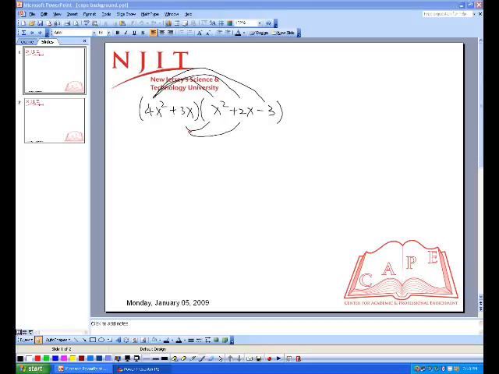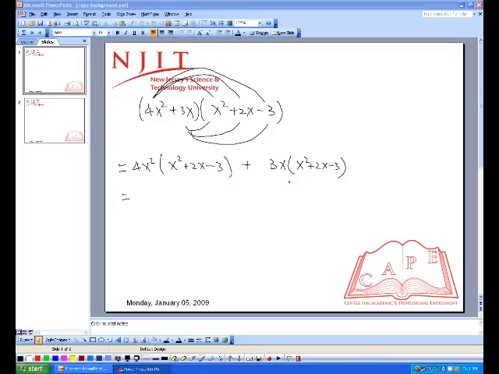Okay. Now that means you can ignore the 3x and just look at 4x squared first. So now it's 4x squared, multiply this by the whole thing. So it's 4x squared multiplied by x squared plus 2x minus 3, plus 3x times x squared plus 2x minus 3. See what I did? I broke this up into two separate terms.